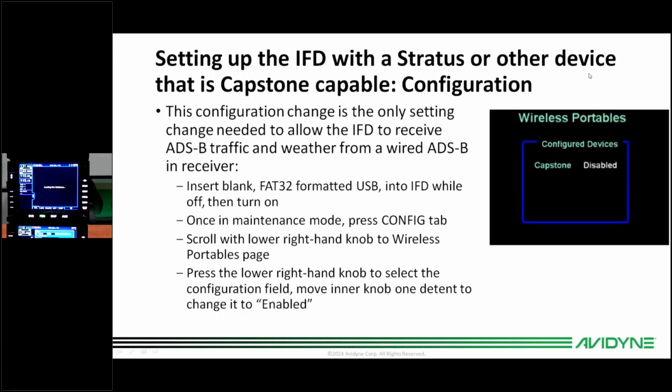So exactly what we did here: inserted a FAT32 USB stick into the IFD, turned it on, pressed the config tab, scrolled to the wireless portables page with the lower right-hand knob, and then pressed the knob once, changed the configuration field one click to enabled, pressed it again, and we're done. That's all you have to do in the IFD to make it accept this information.